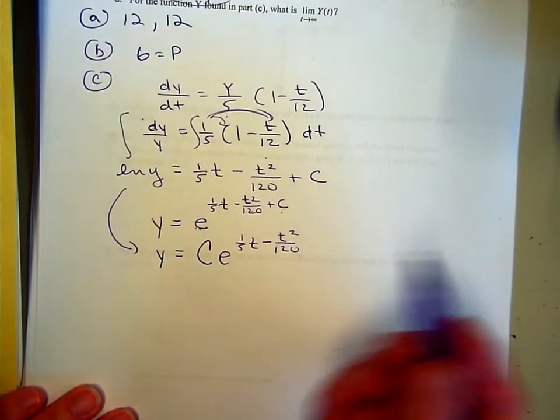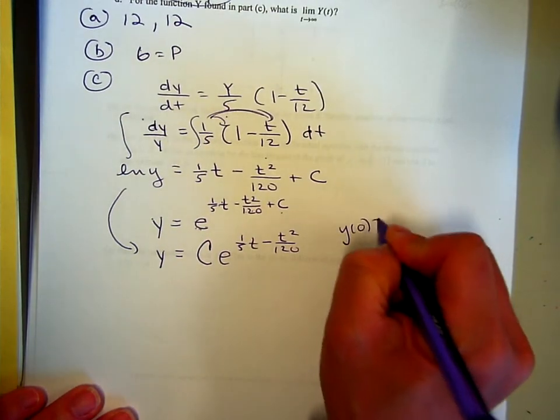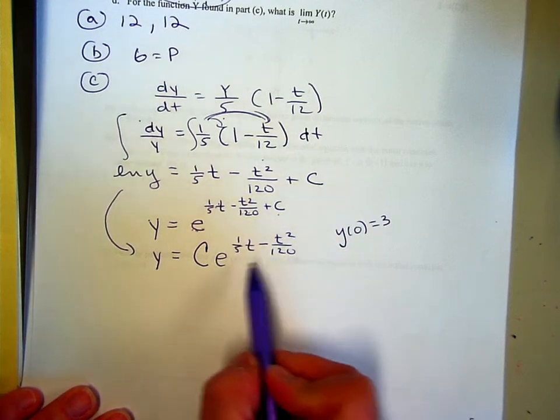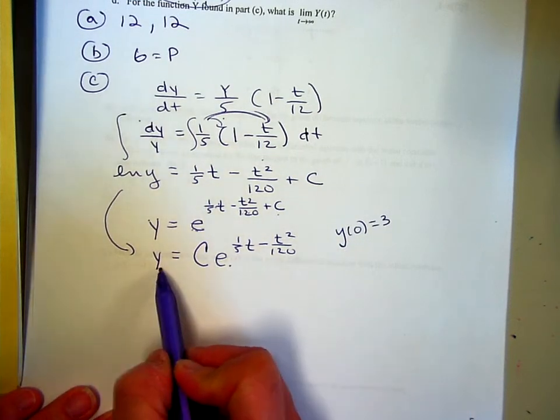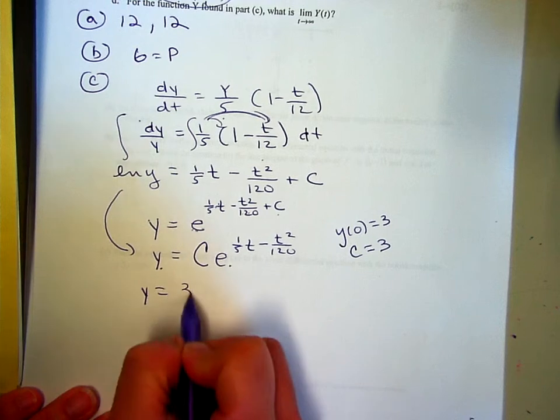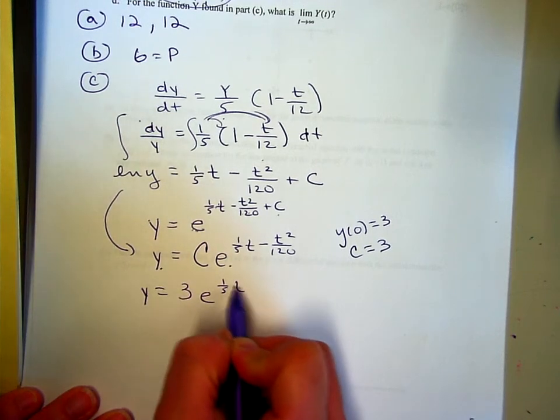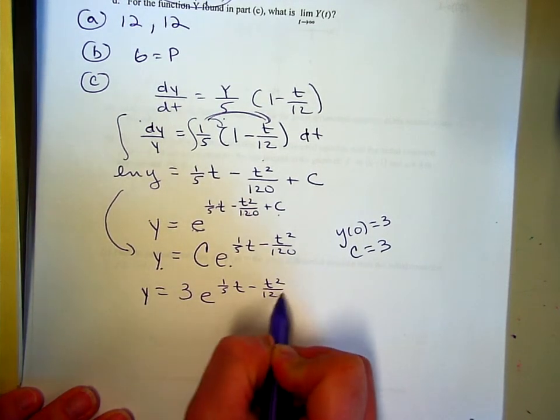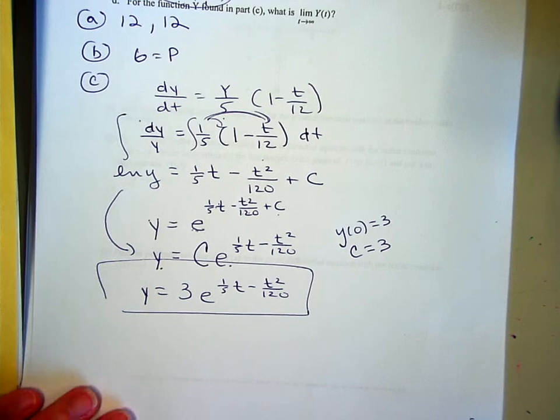Okay, now they give you a point. They tell you that y of 0 is equal to 3. So if I plug in 0 for t and plug in 3 for y, you should get a c value of 3. So here's my equation. So here's my solution.